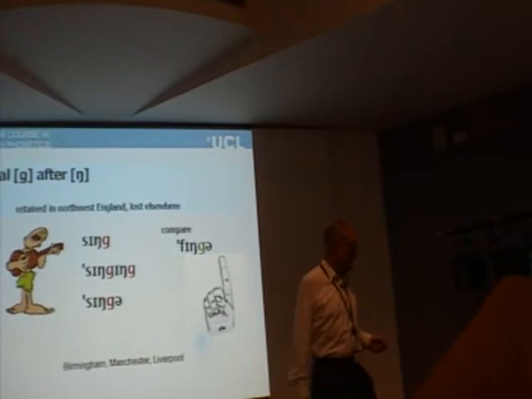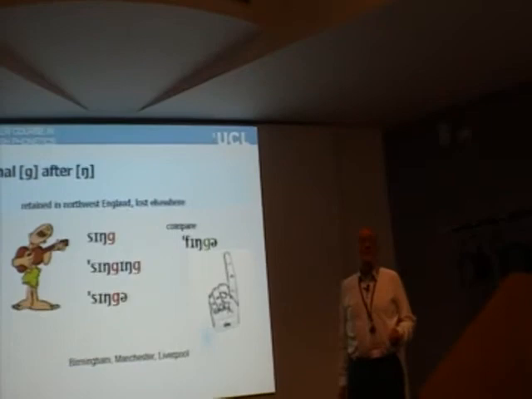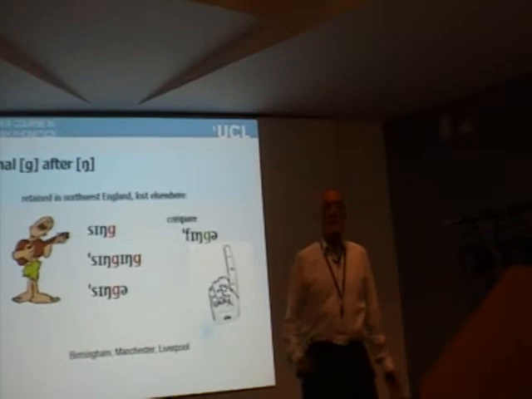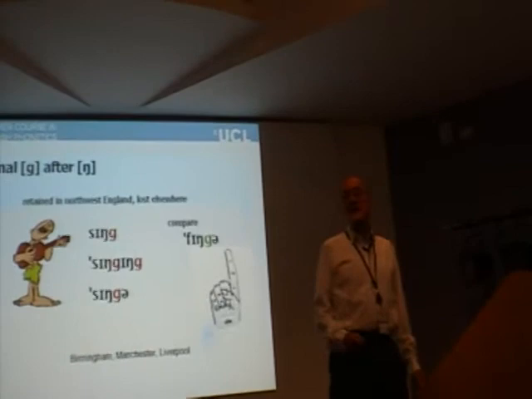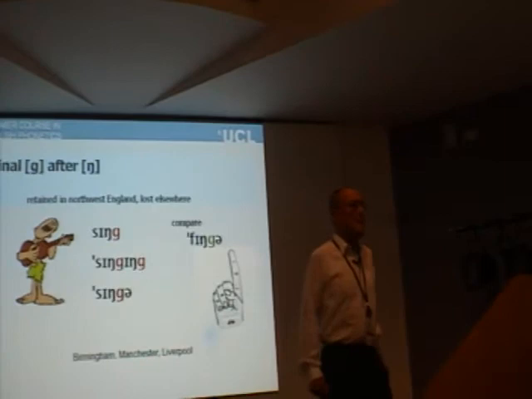A useful pair for testing it is to compare singer, someone who sings, with finger on your hand. If you ask me how to pronounce those words, I say singer and finger. Singer, finger, singer, finger. You can hear the difference. But if I came from Liverpool or Birmingham, I might well say singer, finger, singer, finger, and they'd be a perfect rhyme.